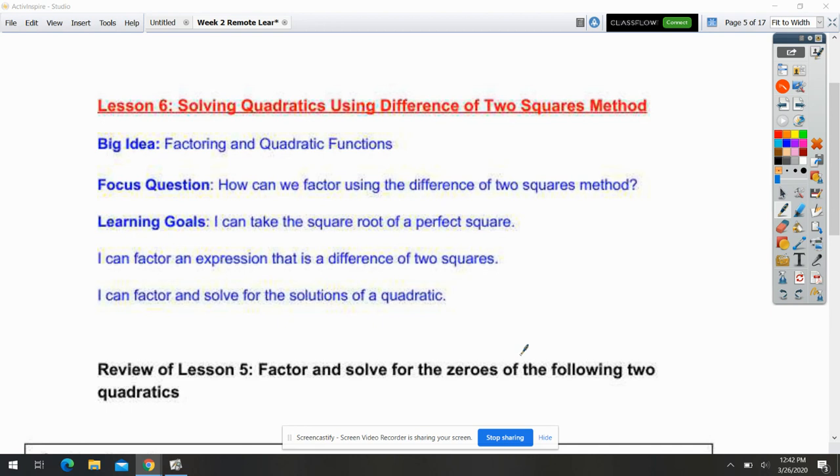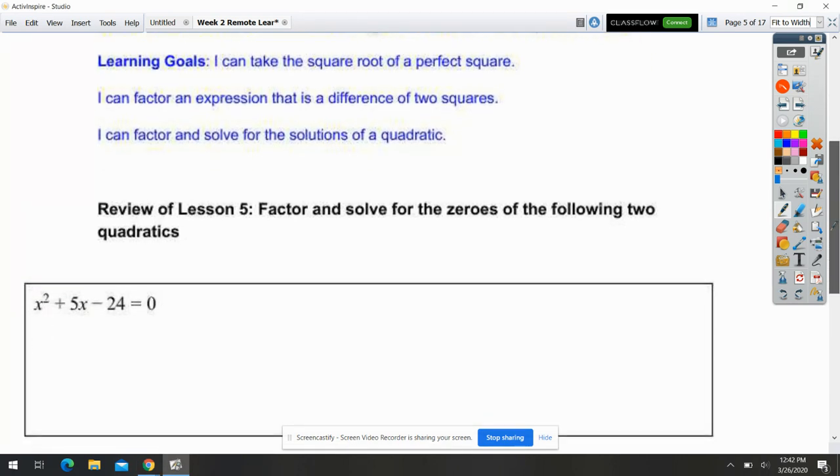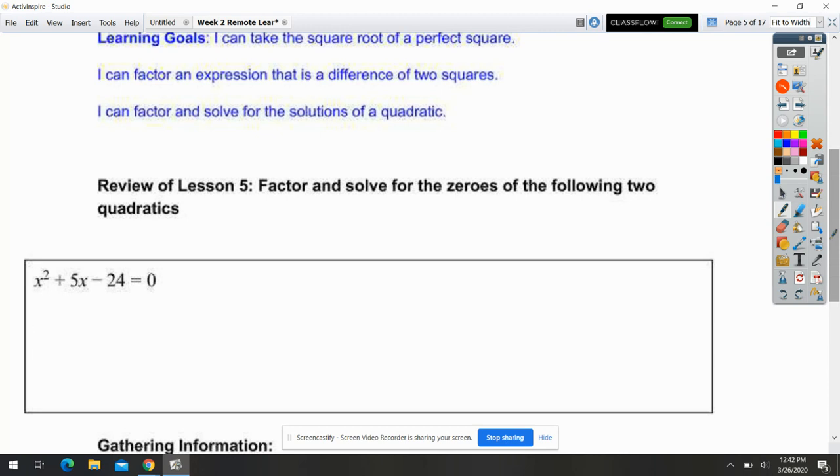That's basically our focus question for today. How can we factor using the difference of two squares method? So today's factoring method is going to involve perfect squares and taking the square root. But before we dive into our new method, we're just going to review the product sum method from lesson 5.